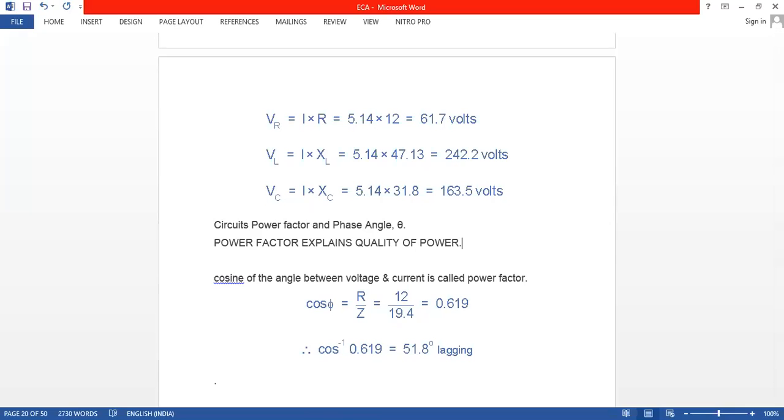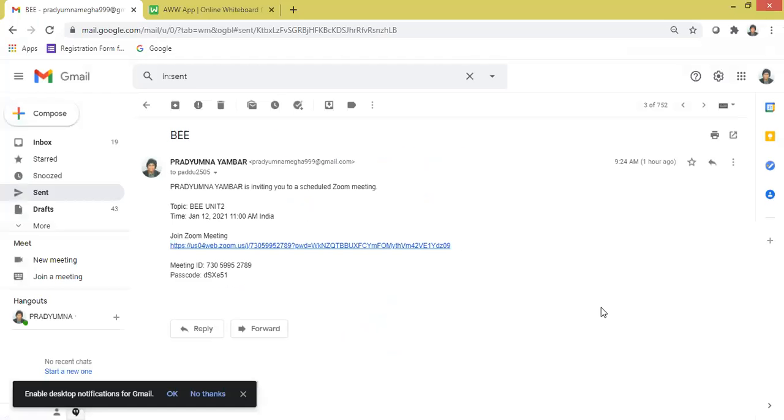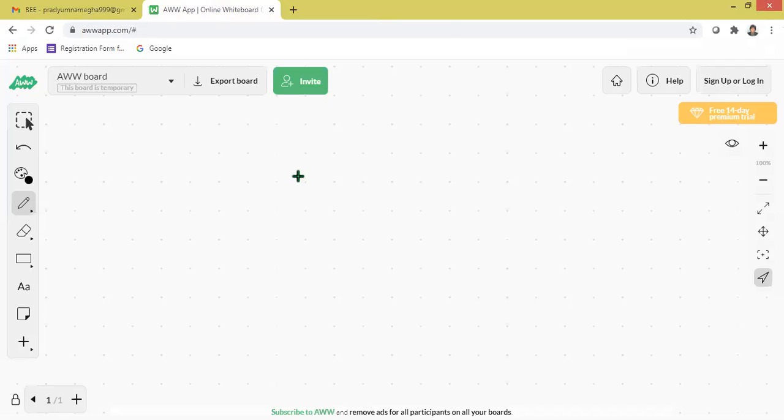But what is the formula? Anyone read out? Cosine of the angle between voltage and current is called power factor. And one more formula: power factor is represented by cos theta or cos phi, which is the ratio of resistance to impedance. Now all of you, in your notes, try to draw this diagram. The power factor definition we are taking now.